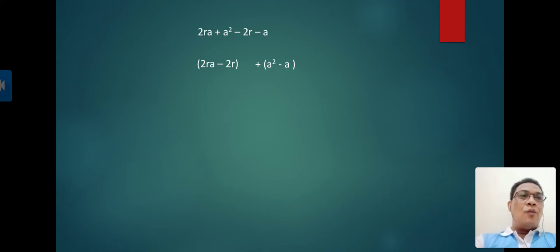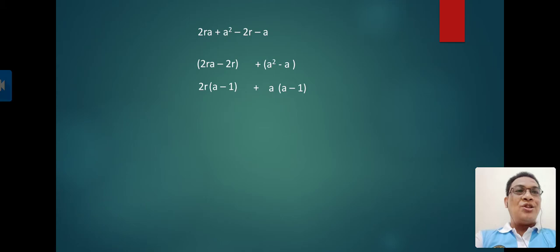So what could be the common factor in my first group? Okay, that is 2r. If I'm going to divide 2r from your first group, that will be a minus 1. Okay, on my second group, that is plus, the common factor is a, and I will have another a minus 1. So we have here the GCF of a minus 1.